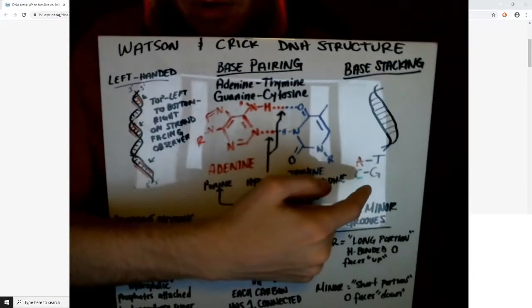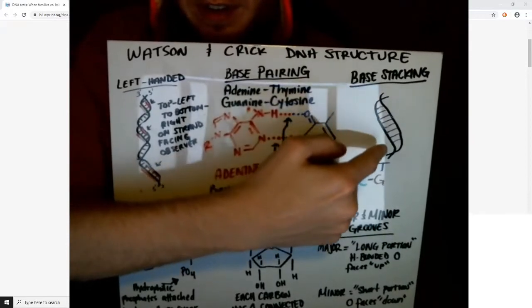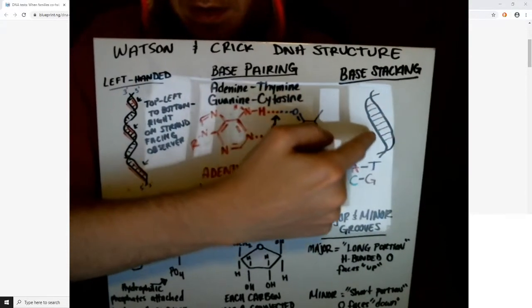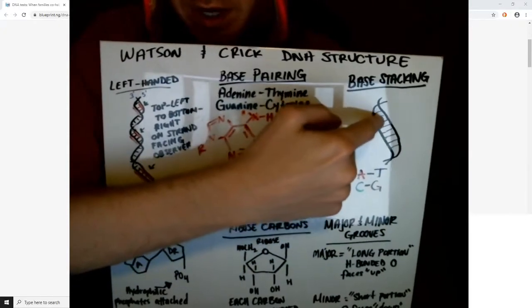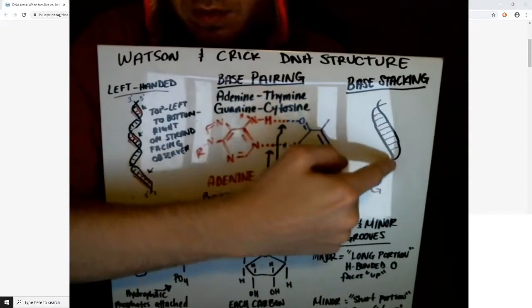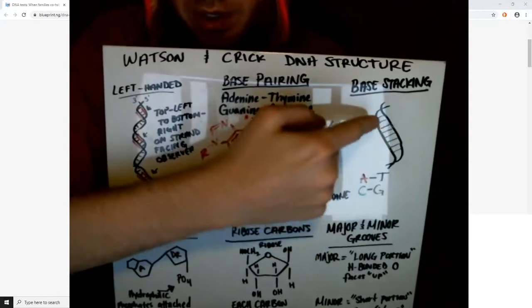Base stacking occurs where you have multiple base pairs on top of each other throughout the structure. This again contributes to the structure's strength and allows for the hydrophobic center to remain mostly untouched by water.